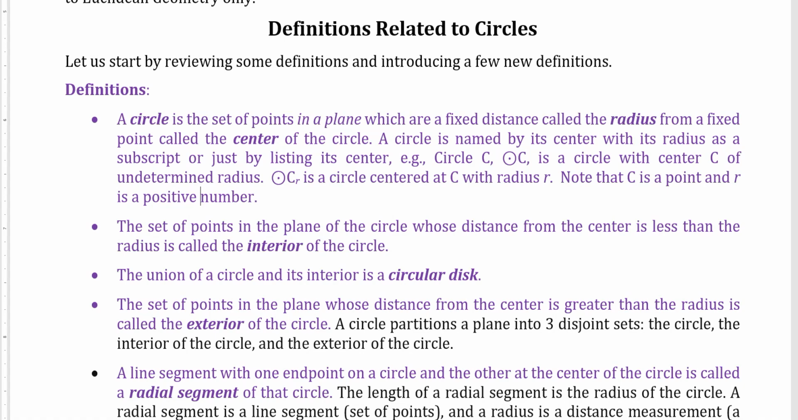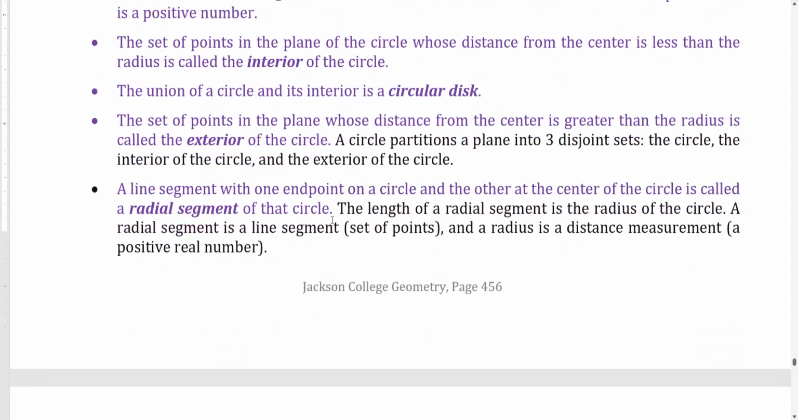By the way, notice that "in a plane" is an important part of the definition. If we allowed it to be in three-dimensional space, but left the rest of the definition alone, that would be a sphere. Continuing on, so far really not a lot new except maybe the notation here.